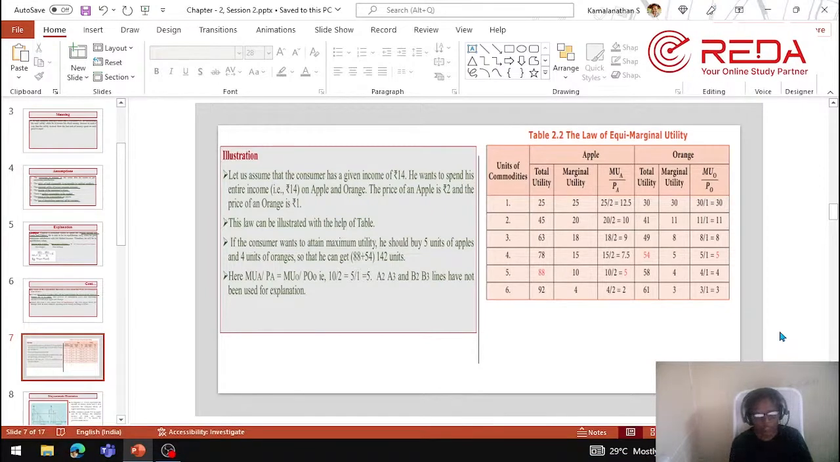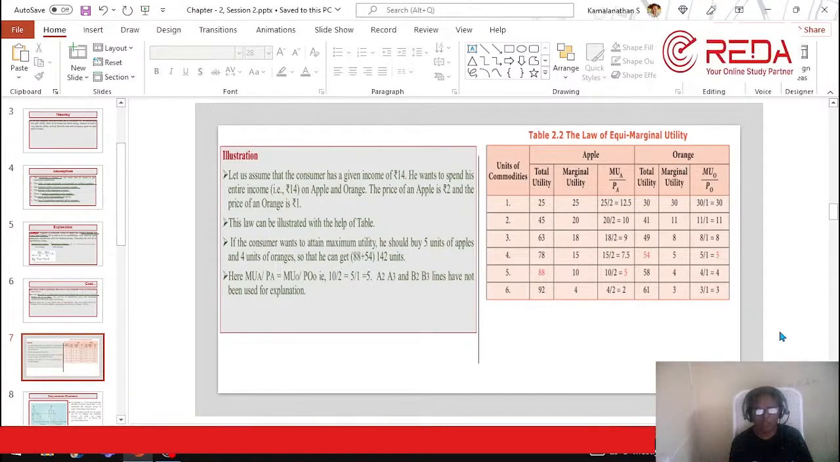Then what is marginal utility? We have seen how to calculate the marginal utility under the law of diminishing marginal utility. So how to calculate it? The total utility in consuming the second commodity minus the total utility in the consumption of the first commodity. Here 45 minus 25 equals 20. Then for the marginal utility of the consumption of apple, 20 divided by 2 equals 10.